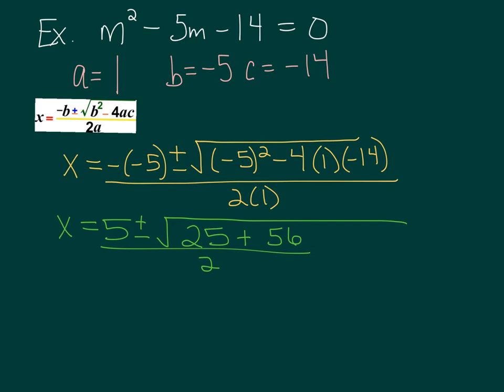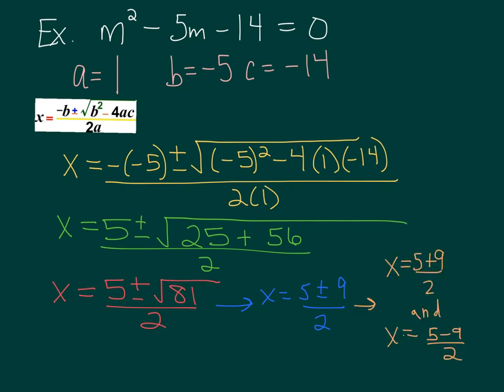So now we're going to keep simplifying. I simply added my 25 plus 56, and I got 81. But I know the square root of 81 is 9, so I can keep going. So now I have x equals 5 plus or minus 9 over 2. I'm going to separate it into two problems at this point. As I separated the problem into two problems, I have x equals 5 plus 9 over 2 and x equals 5 minus 9 over 2.